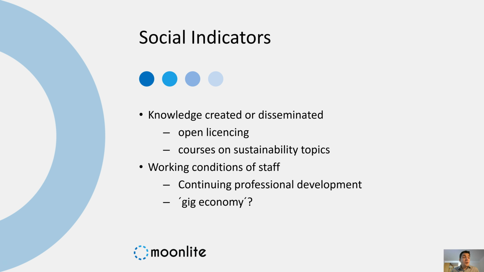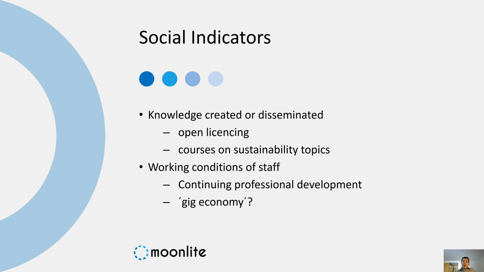You can look at the overall amount of knowledge created or disseminated by creating your MOOC. This can again be just purely through volume of learning created. You might also consider the licensing models under which the content is released, and you also might want to look at if you are creating courses specifically on sustainability topics, which obviously would have a higher sustainability impact overall.